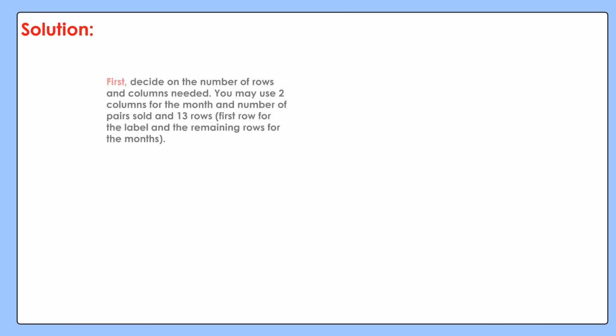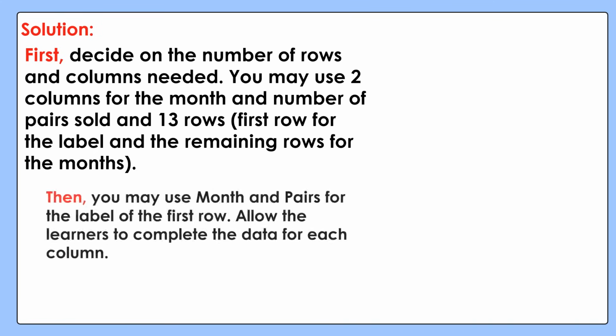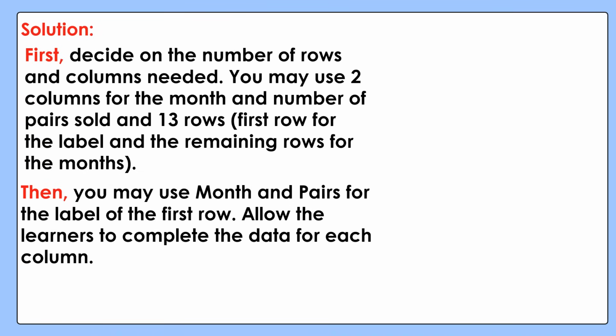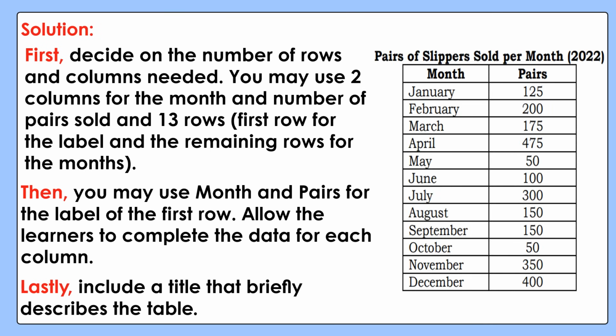And here's the solution. First, decide on the number of rows and columns needed. You may use 2 columns for the month and number of pairs sold and 13 rows, first row for the label and the remaining rows for the months. Then, you may use month and pairs for the label of the first row. Allow the learners to complete the data for each column. Lastly, include a title that briefly describes the table. And here's the output.